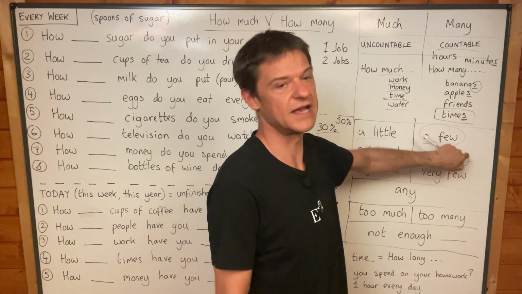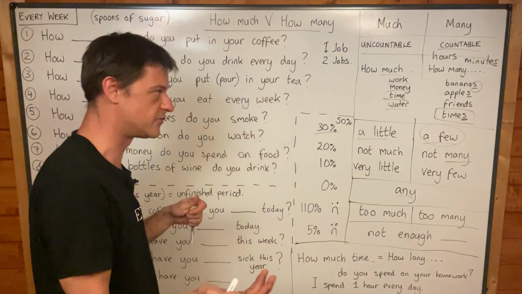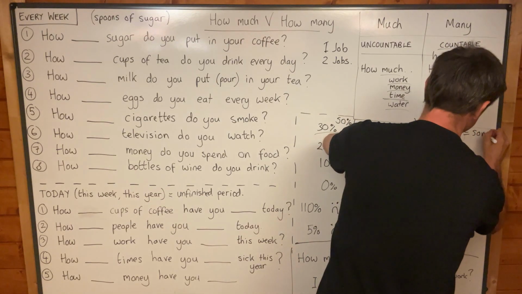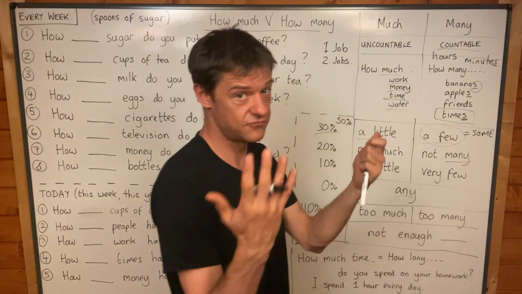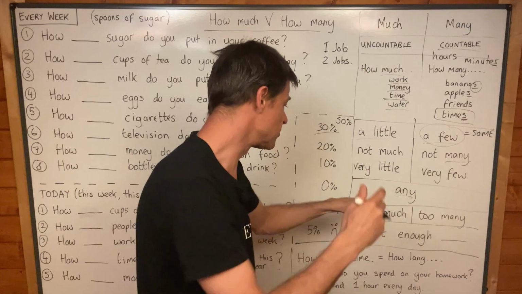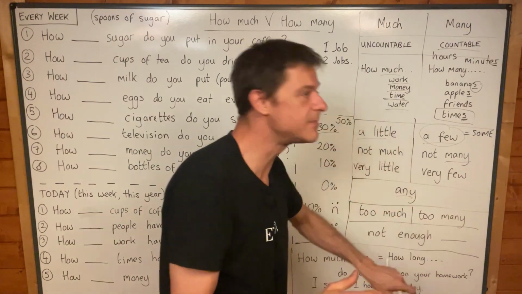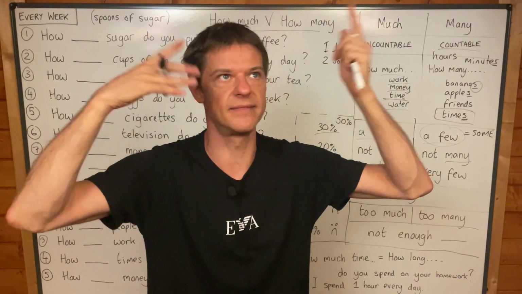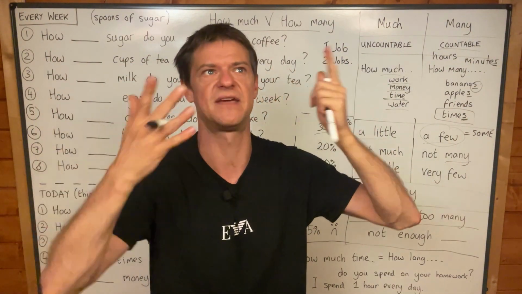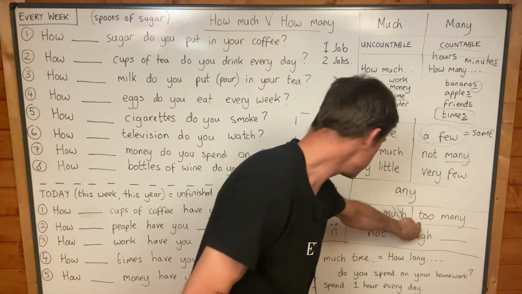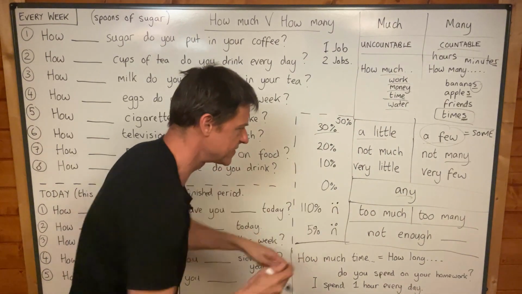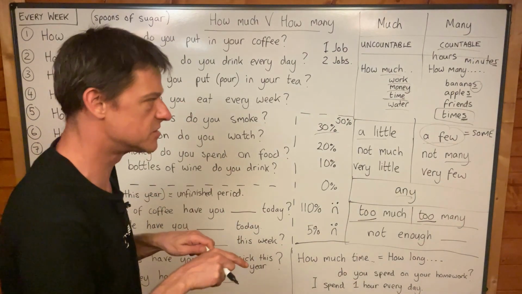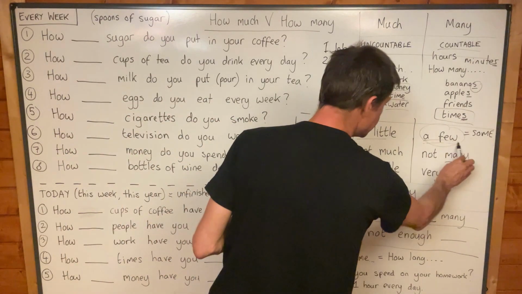I have a few friends in this town. So it means some. I have some friends. Not too many. Too many is 200 friends, and I don't remember their names, I don't remember their faces. It's too many. It's negative. It's not good. So I have a few friends.